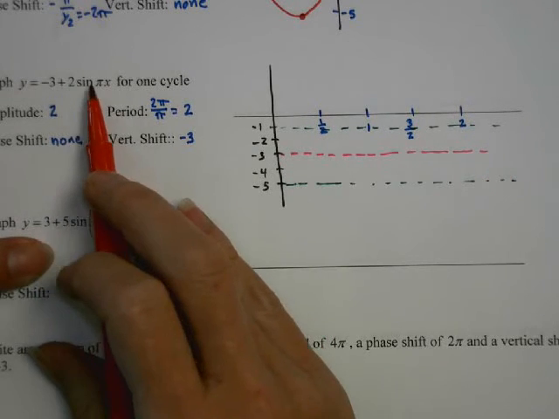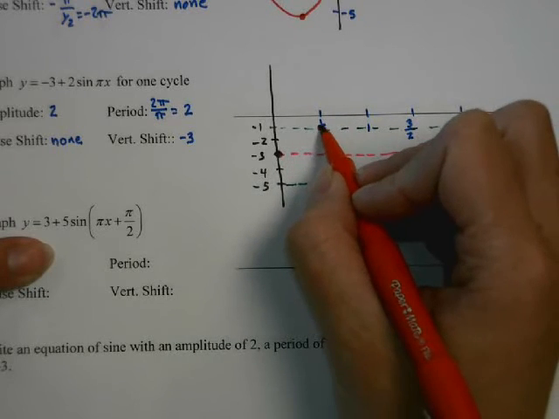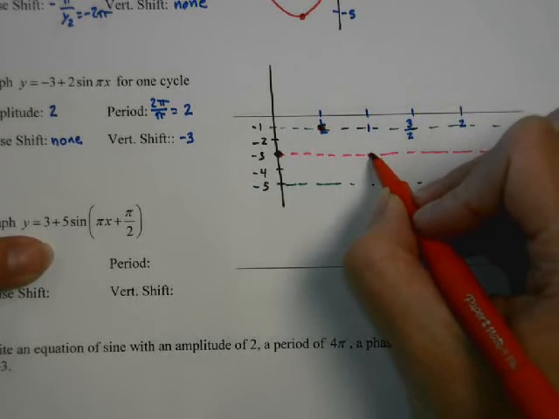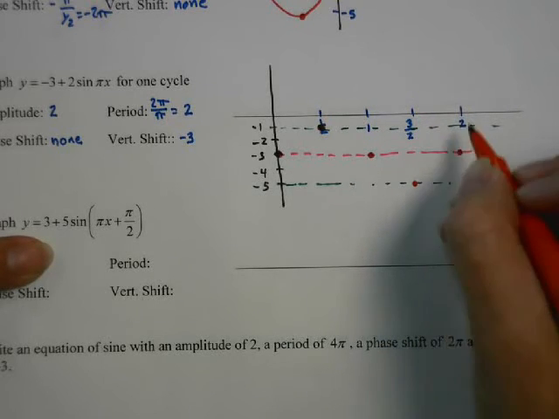So we're graphing a positive sine, so we'll start at the midline, then go to the maximum, back to the midline, to the minimum, back to the midline.